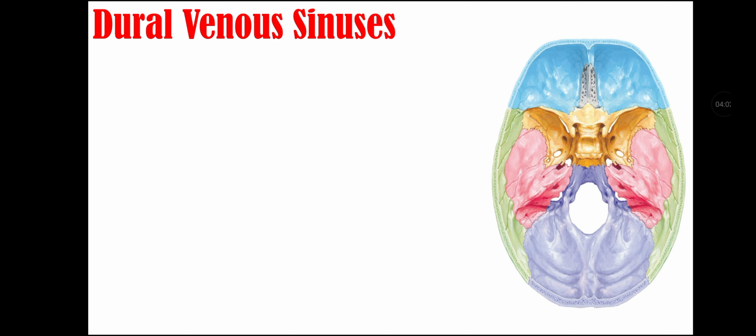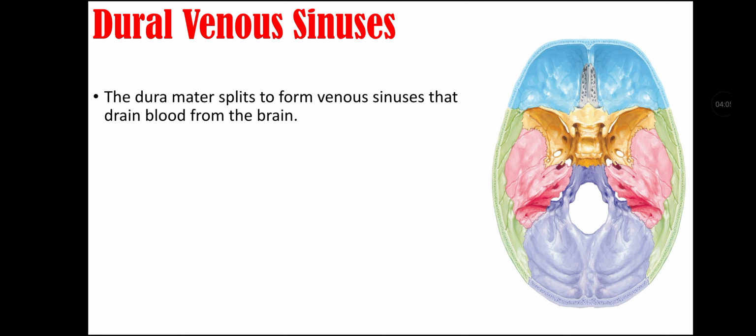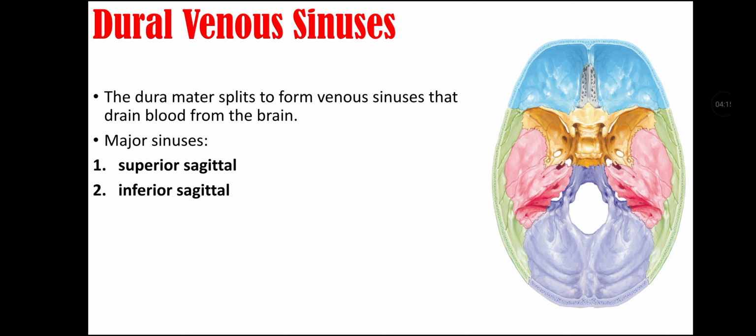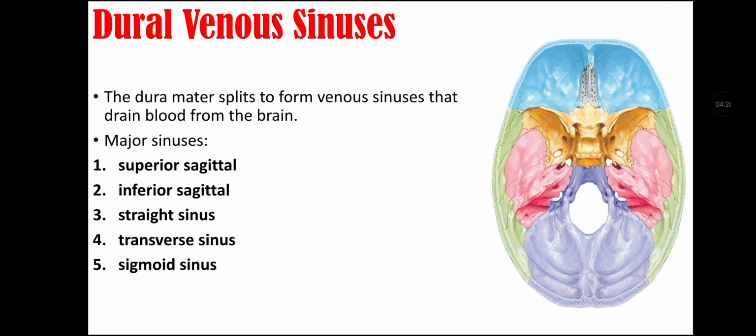Dural venous sinuses in cranial cavity. Dura mater splits to form venous sinuses that drain blood from the brain and these are called dural venous sinuses. Major sinuses include superior sagittal sinus, inferior sagittal sinus, straight sinus, transverse sinus and sigmoid sinus and cavernous sinus.